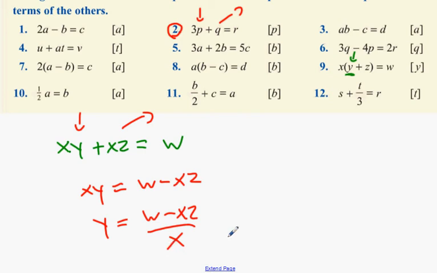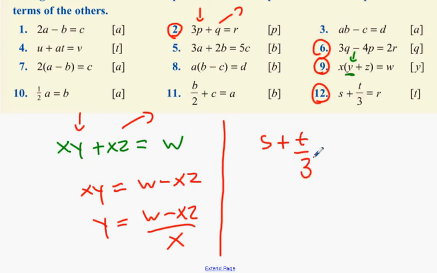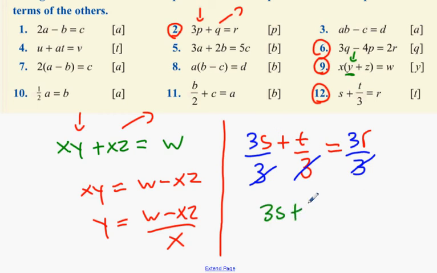Alright? What about the likes of question 12? 2, 6, 9, 12, okay? You're getting t on its own. Perfect. What we've always said since we began algebra is that if they don't all have the same common denominator, we're going to make sure they have the same common denominator. Top and bottom by 3. Top and bottom by 3. What happens to the 3's? Cancel. Then it's 3s plus t equals 3r.